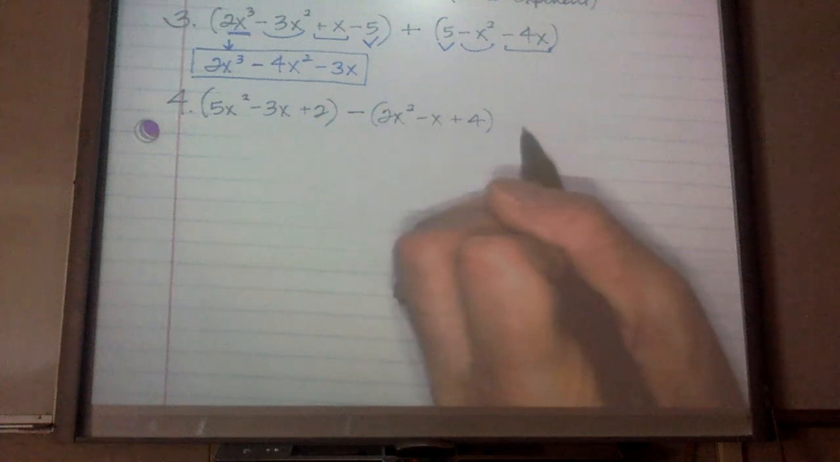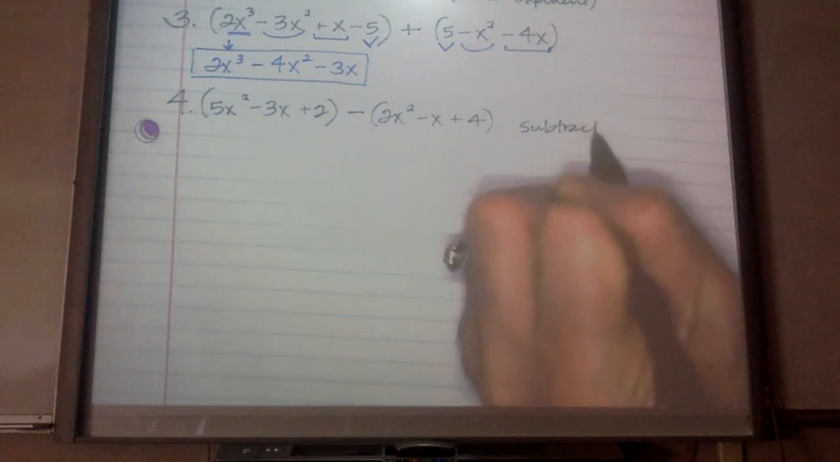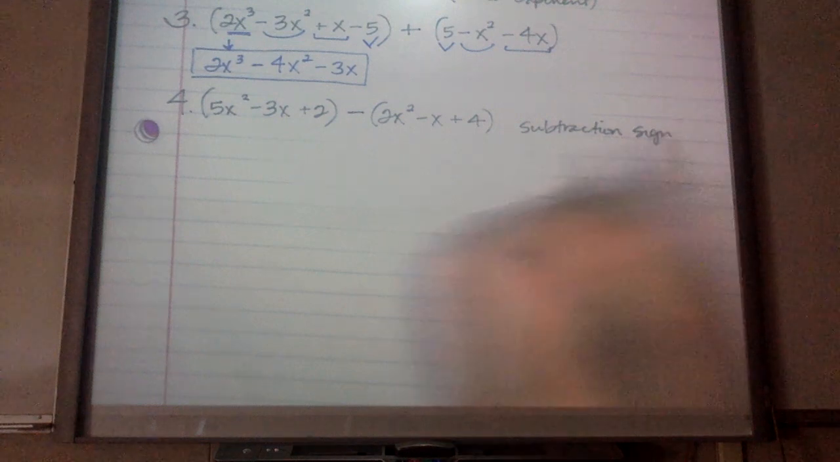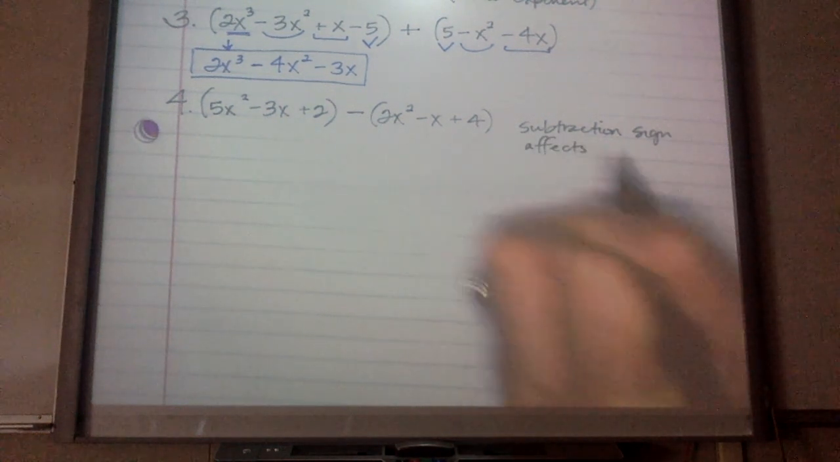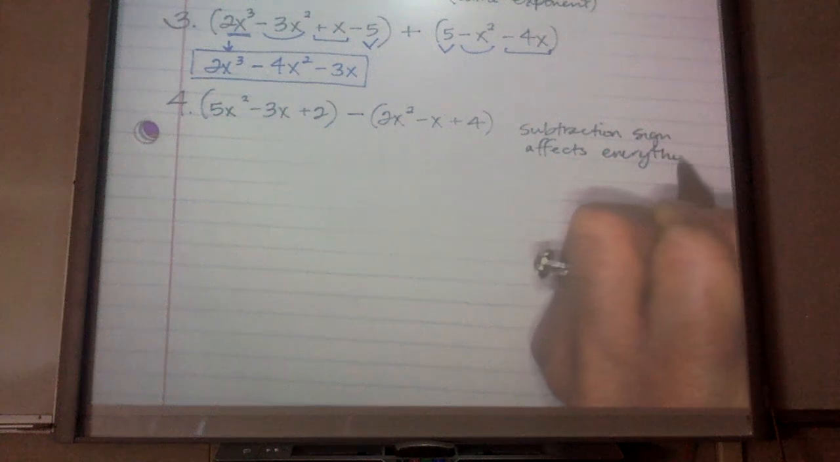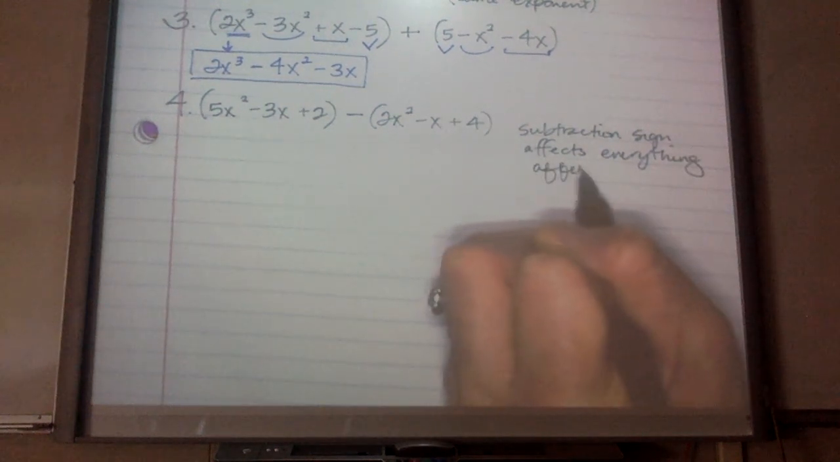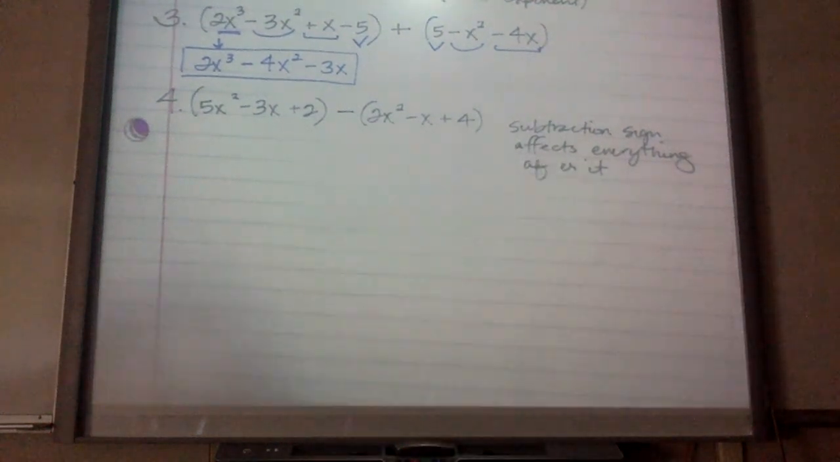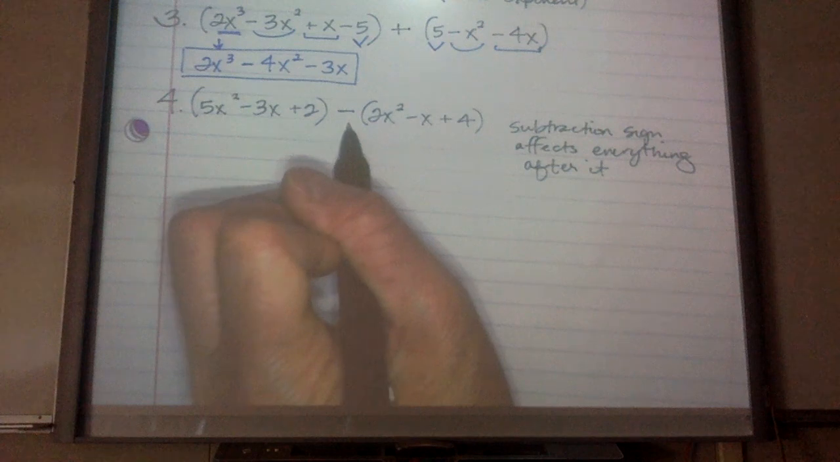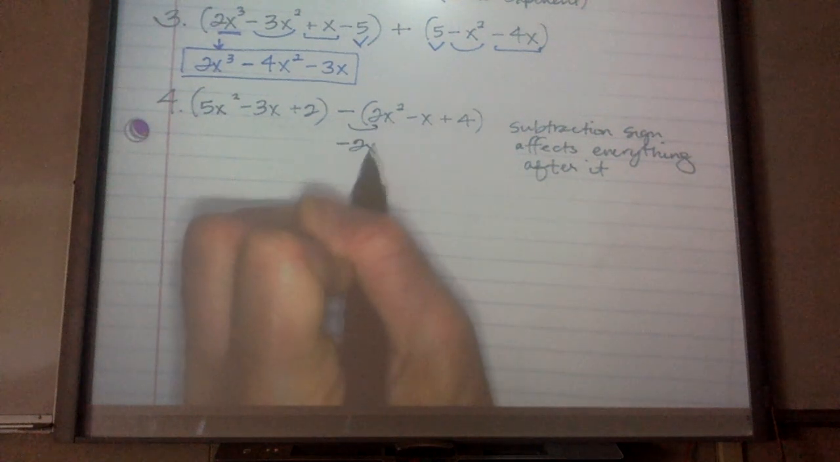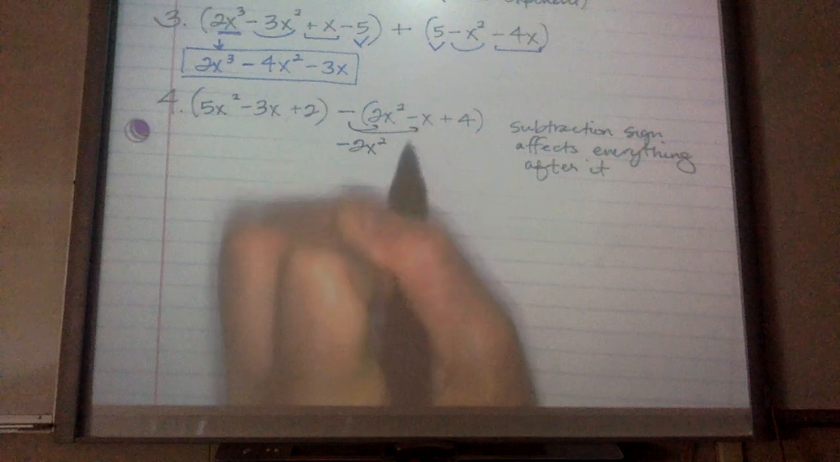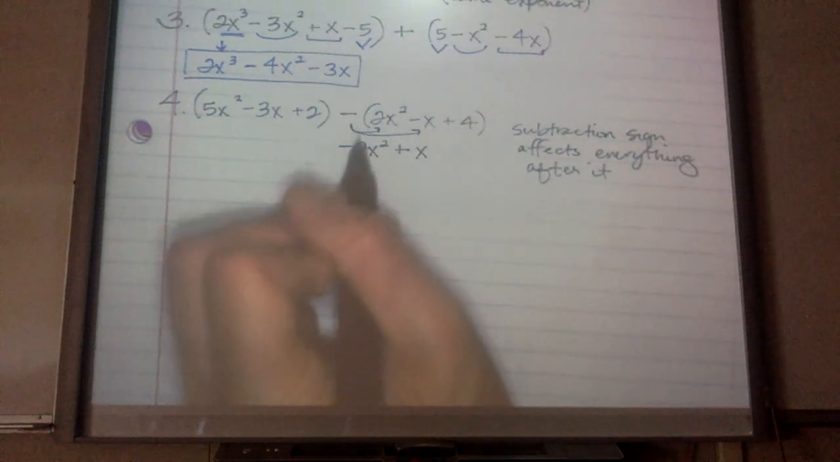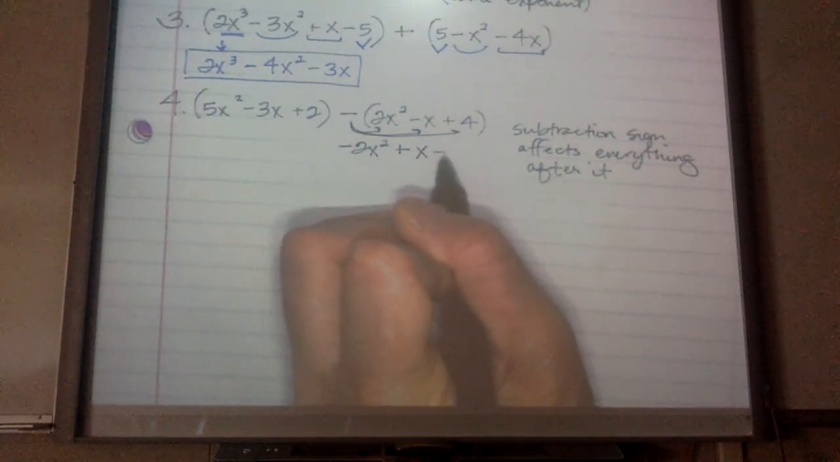Now, the subtraction sign affects everything after it. Now, you don't have to do it the way I do it, but I like to distribute it first. So this makes this first term a negative 2x squared, but a negative x makes a positive x, and a negative and a positive 4 make a negative 4.